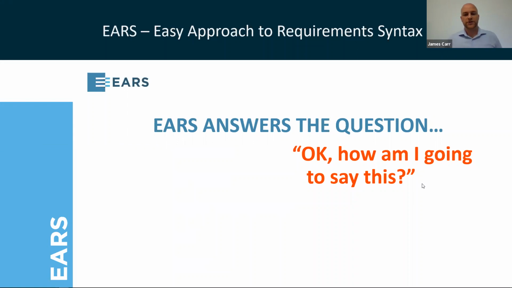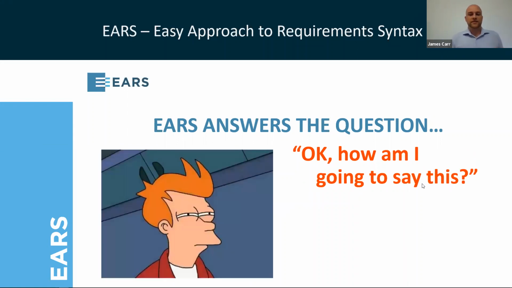So EARS answers the question, okay, how am I going to say this? So you're approaching a new requirements document, you're staring at the screen and you're thinking, okay, I know what I'm trying to convey here. I know what I need. I know it needs to be built, but I'm having a hard time figuring out where to start with it. So applying the EARS approach will actually remove this level of how am I going to say this?